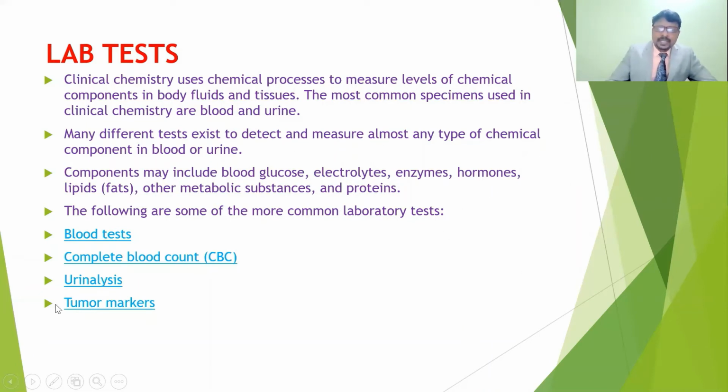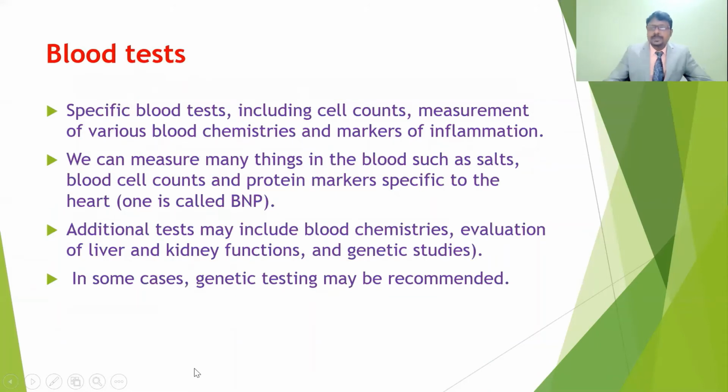These lab reports include especially the blood test, complete blood count, urine analysis, and tumor markers. If you want to know the exact cancer, we have to do many tumor markers to evaluate what type of tumor it is. Especially the blood tests give complete information about cancers, including clear information about the cell count, measurement of various blood chemistries, and markers of inflammation.